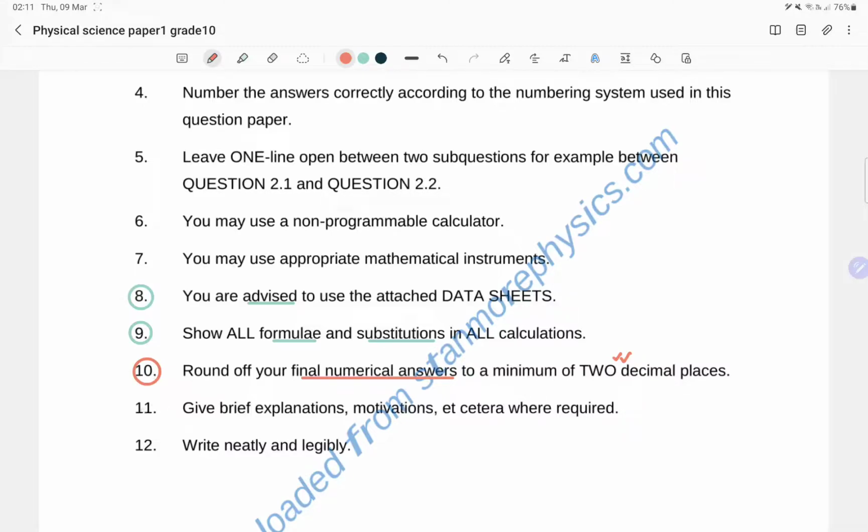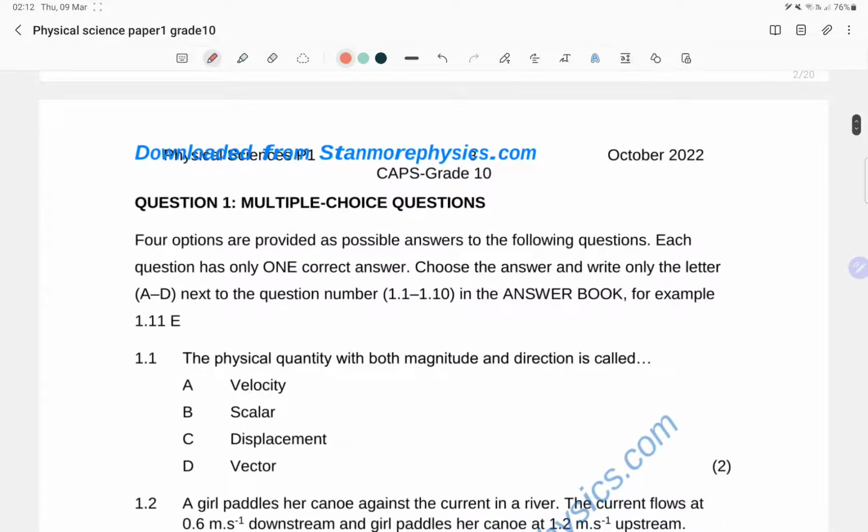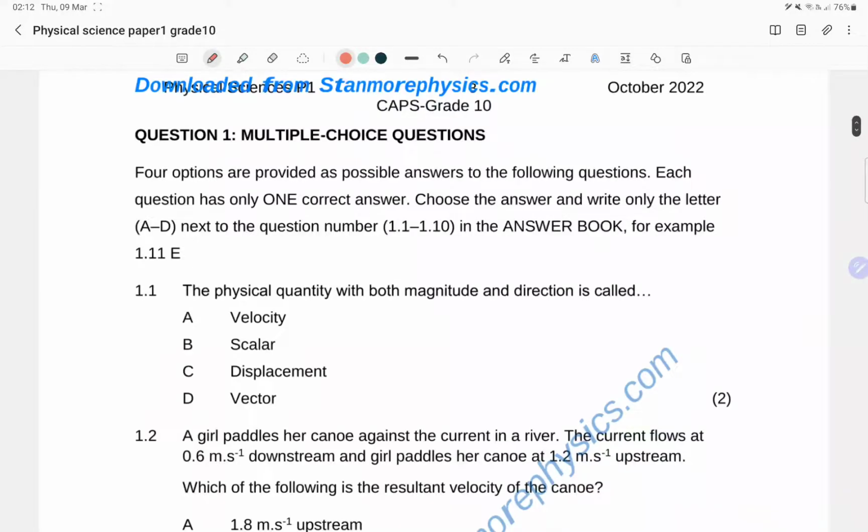And then of course give brief explanations. They have to be brief. Motivations, this is my favorite. Otherwise, that's it guys. You already are familiar with this, so let's look at this one quickly.